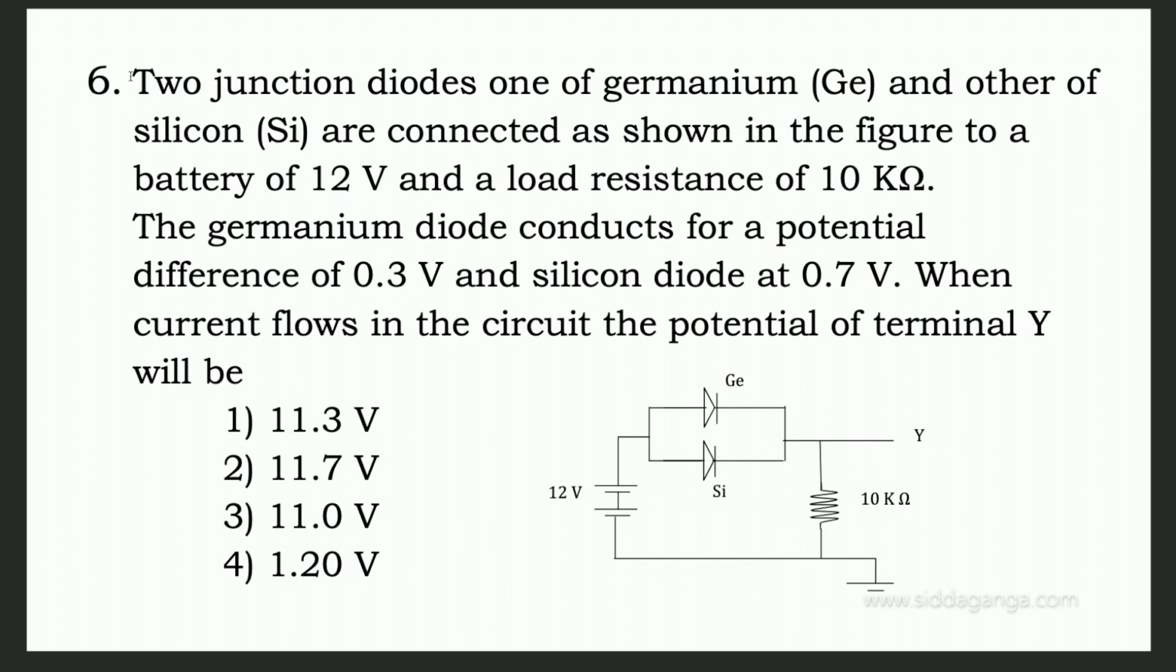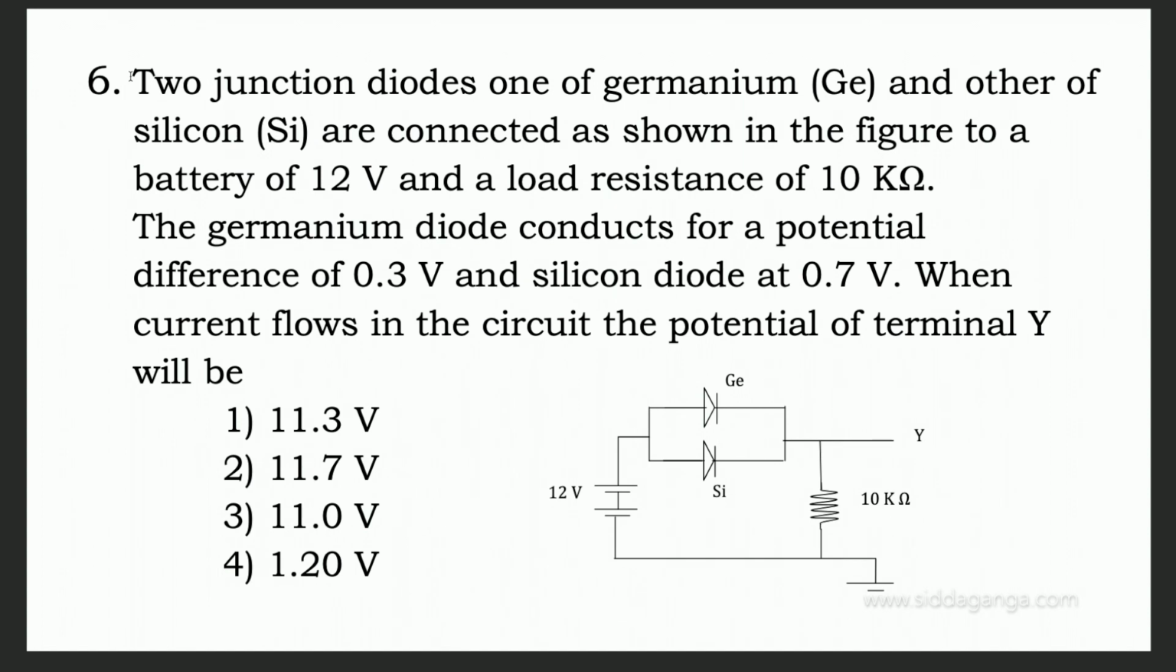See, let us see that figure. So applied are two diodes in the same order, connected to a 10 kilo ohm resistor. Yes, one is germanium, other is silicon.